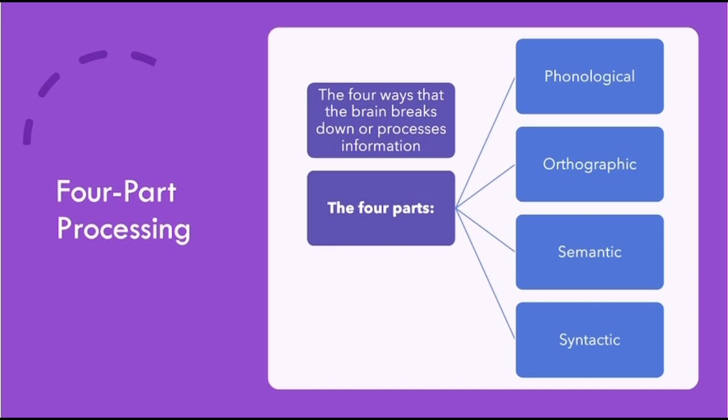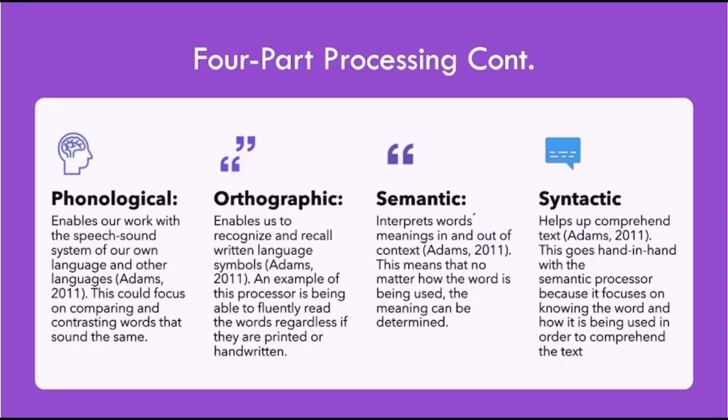So then we're going to focus on the 4-part processing. This breaks down how we process information. So we have phonological, orthographic, semantic, and syntactic. And so we'll take a deeper look at these 4 and how they play a big role in the science of reading. Phonological enables our work with the speech sound system of our own language and other languages.